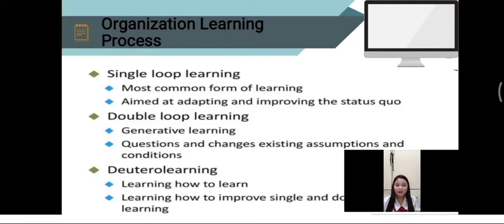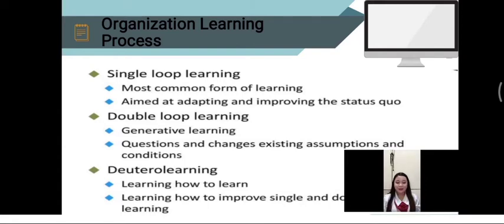The second one is double loop learning, which is also called generative learning. It aims to change the status quo. Here, the members learn how to change the existing assumptions and conditions within which the single loop learning operates. This level of learning can lead to a transformational change where the status quo itself is radically altered.